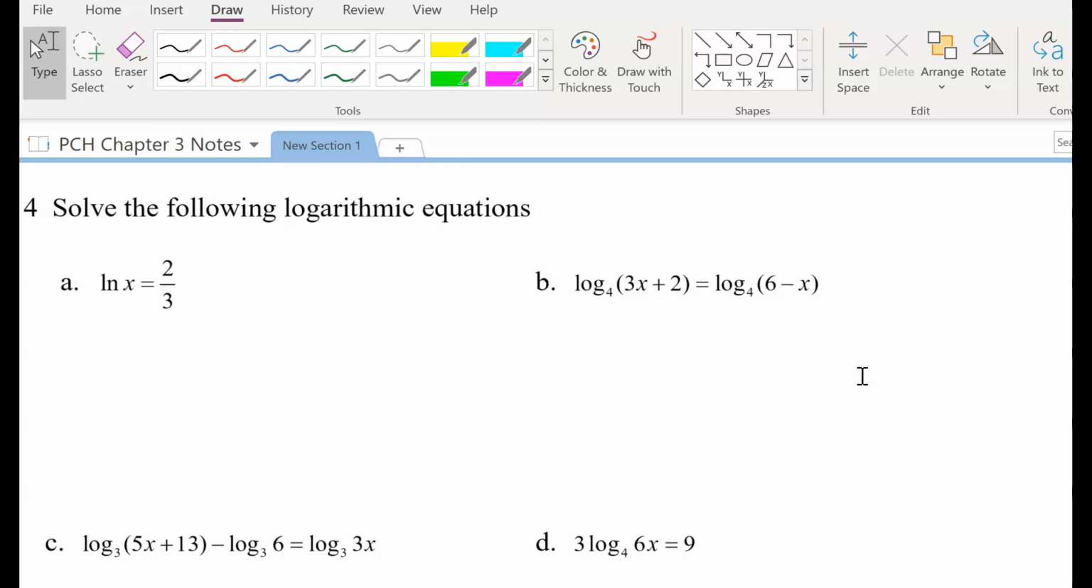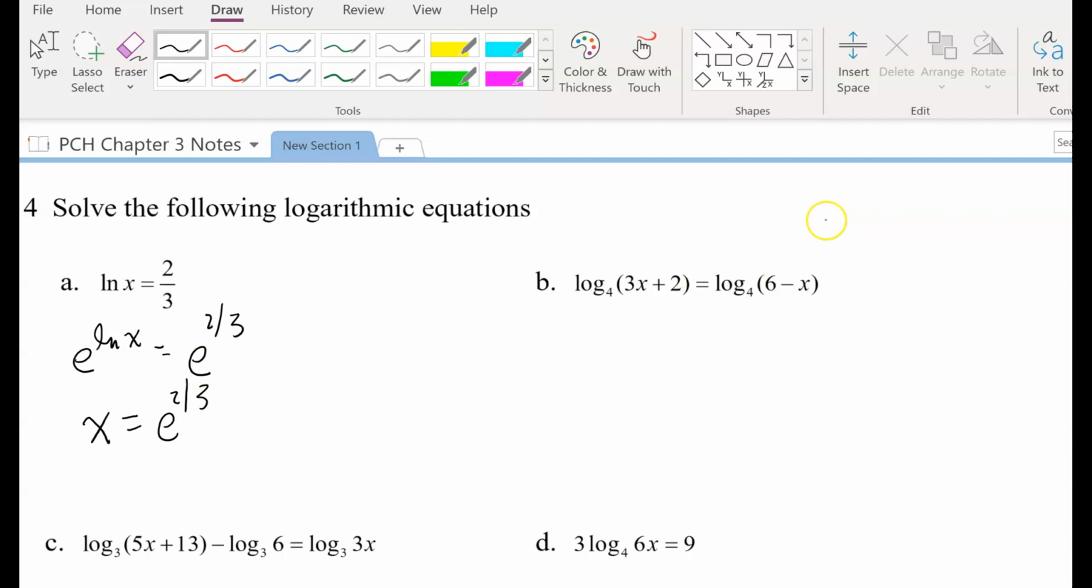Alright, so for this one, I'm going to make each of these an exponent with a base of e. So I have e raised to the natural log of x is equal to e to the 2/3. And the e and the natural log are inverses, so they cancel each other out. So x is equal to e to the 2/3. And we can leave our answer just like that.